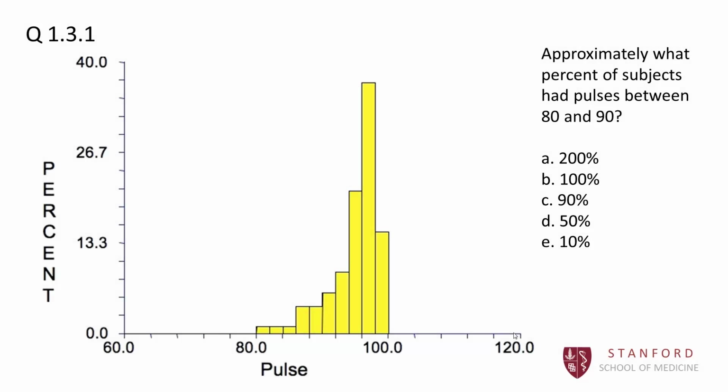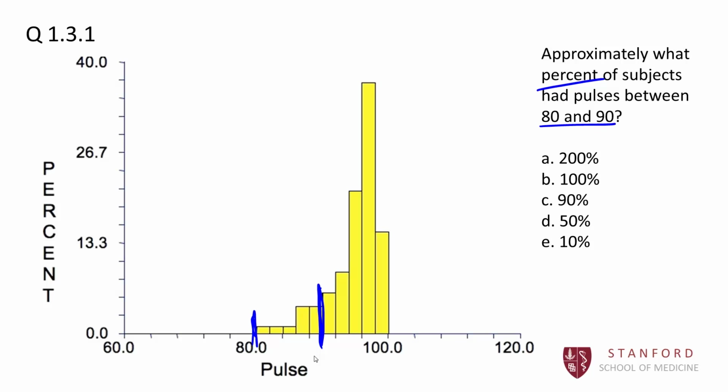This question shows us a histogram for pulse rates, and it's specifically asking us what percent of subjects had pulses between 80 and 90 beats per minute. And so we're going to look at the histogram and think about the cumulative percentage between 80, which is right here, and 90, which is about here. Okay, it's halfway between 80 and 100.